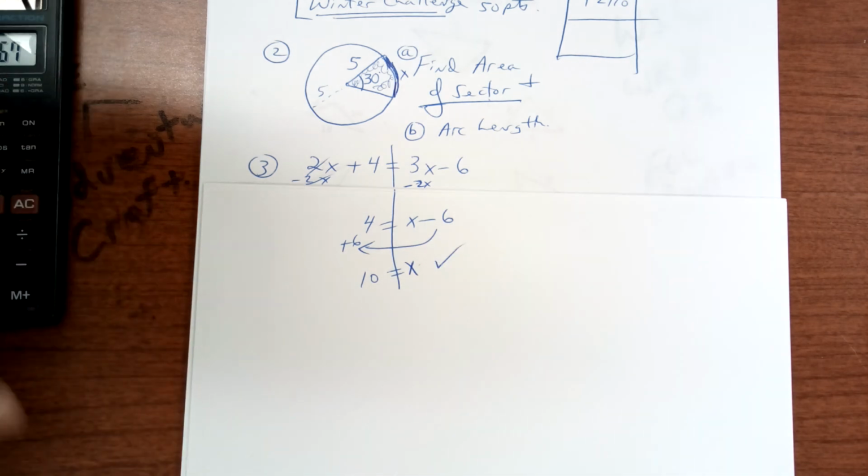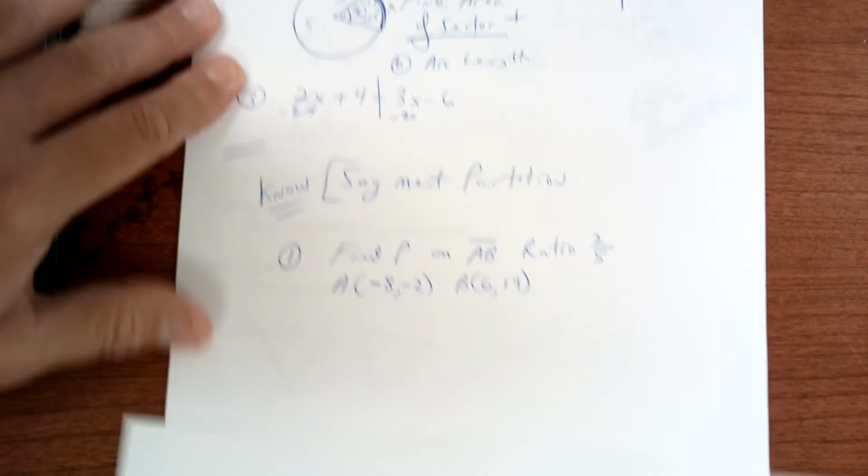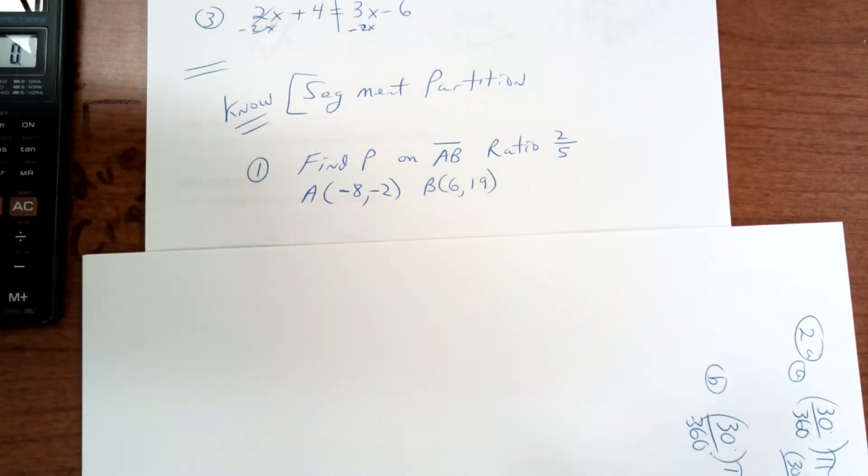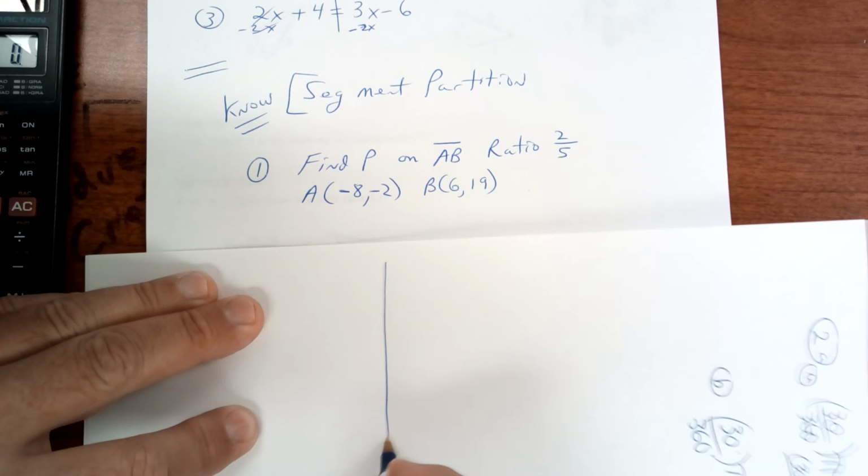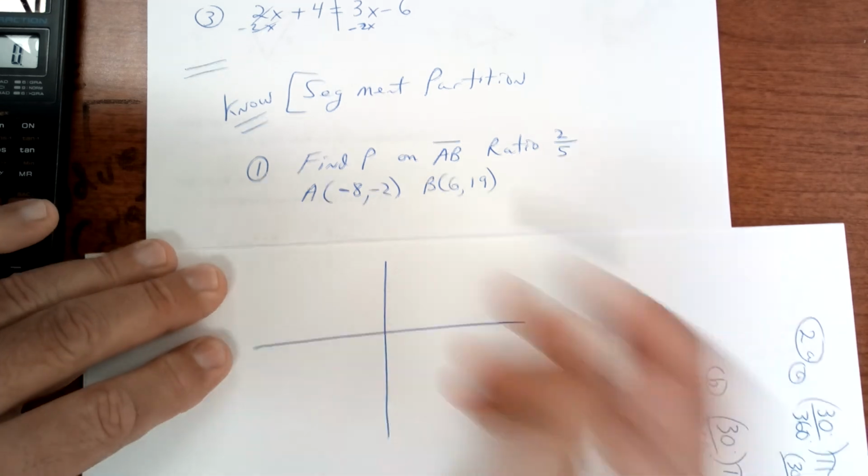And then this one right here, on a new sheet of paper, copy this one down. Put a star by it. This is called segment partition. And I'm going to show you an easy way to do this. First of all, I want you to draw a graph and graph these points.